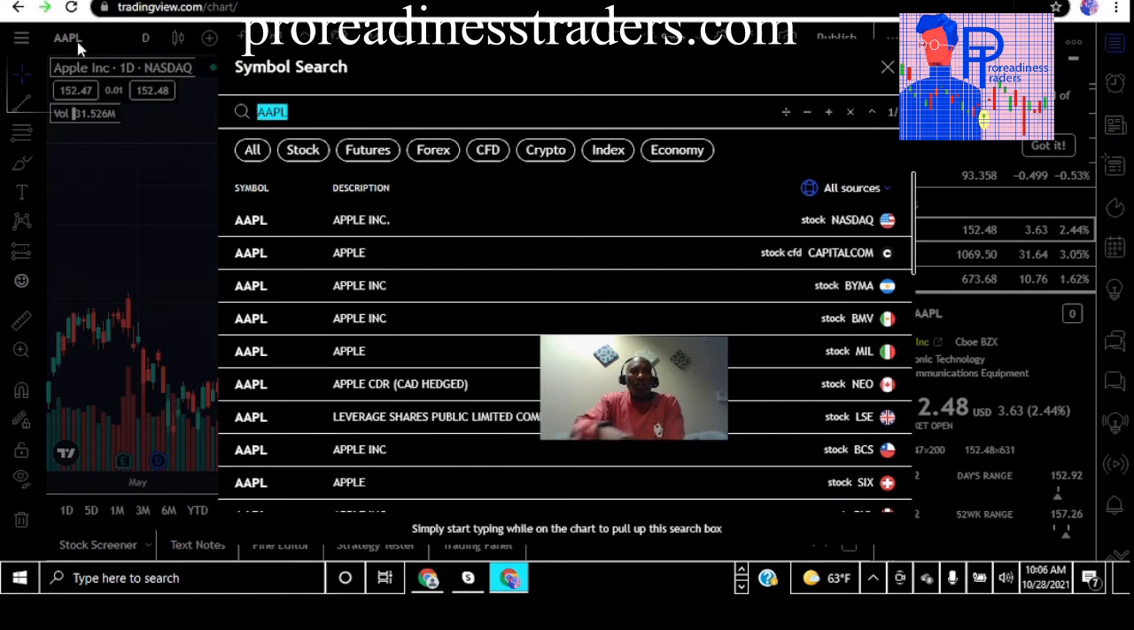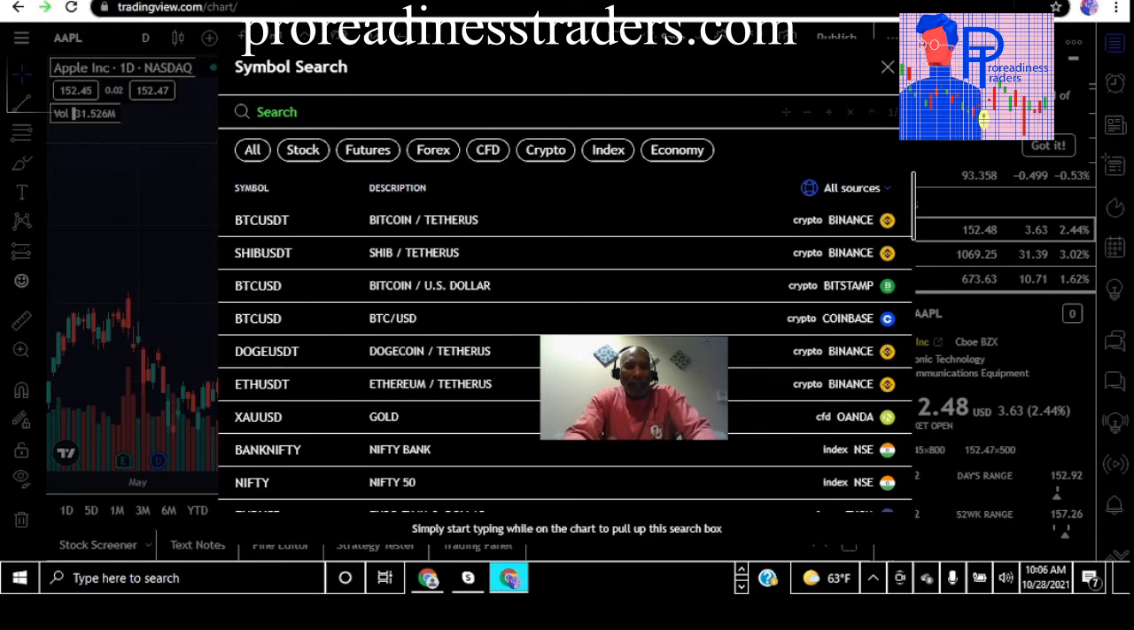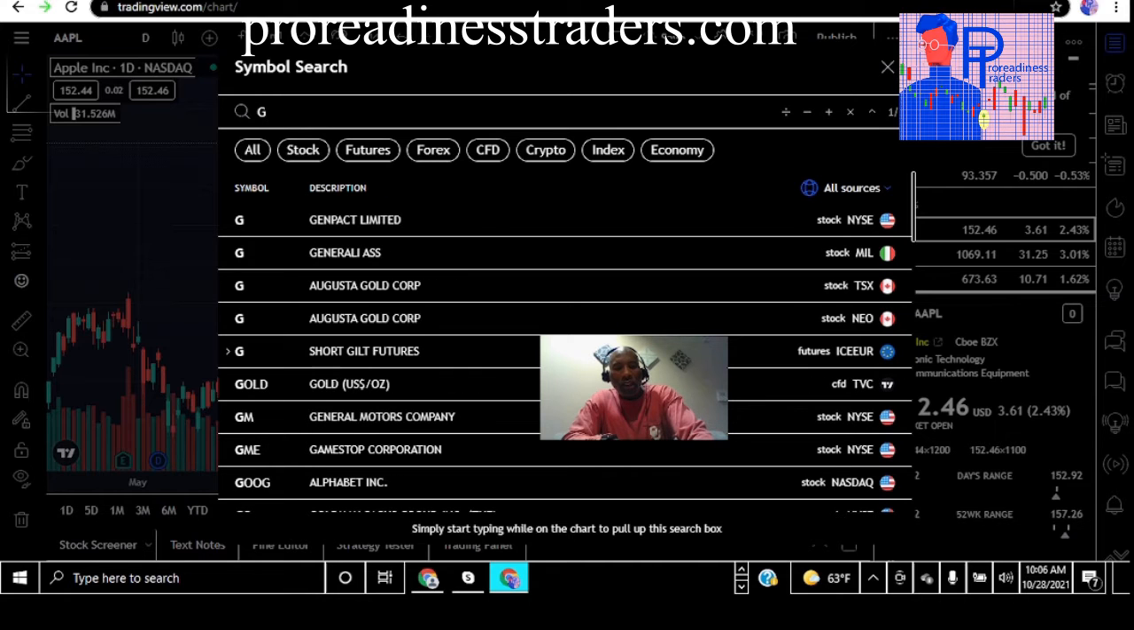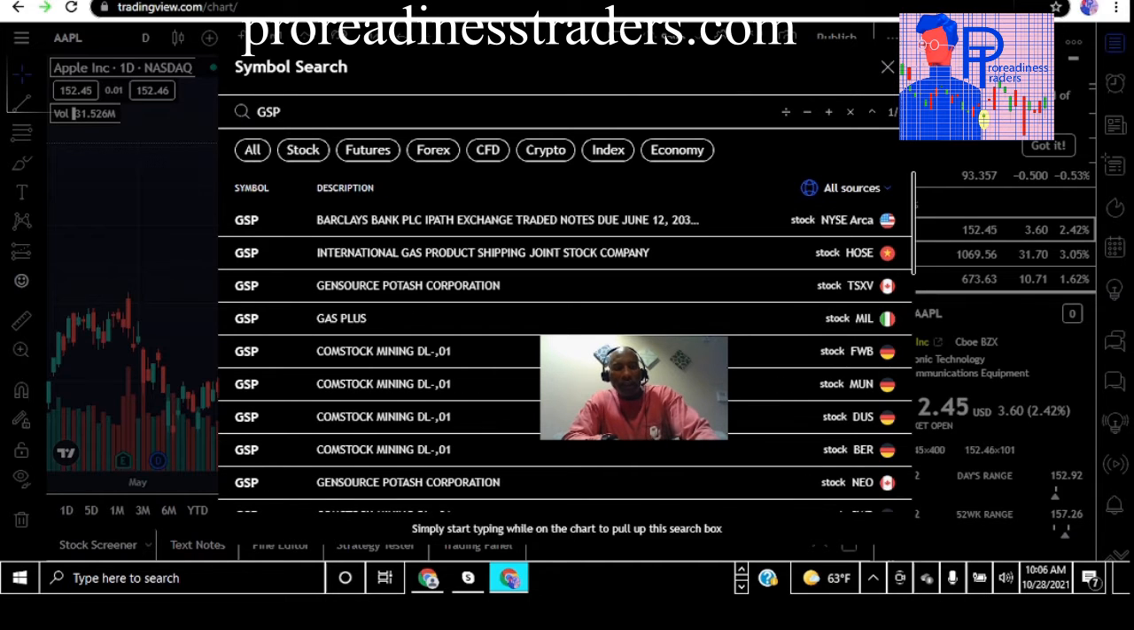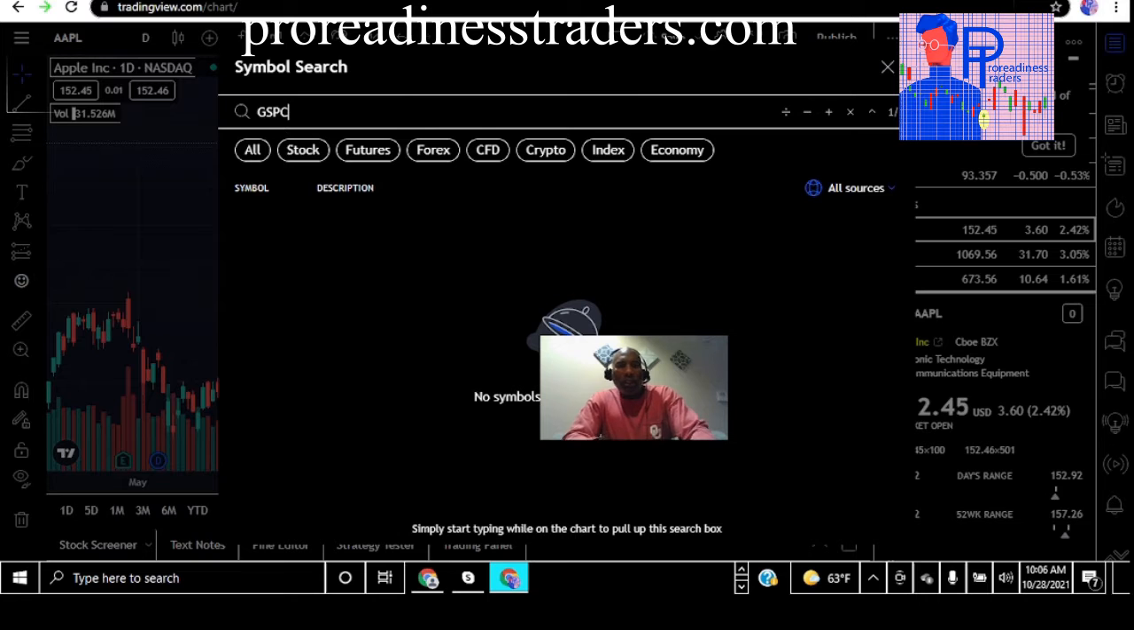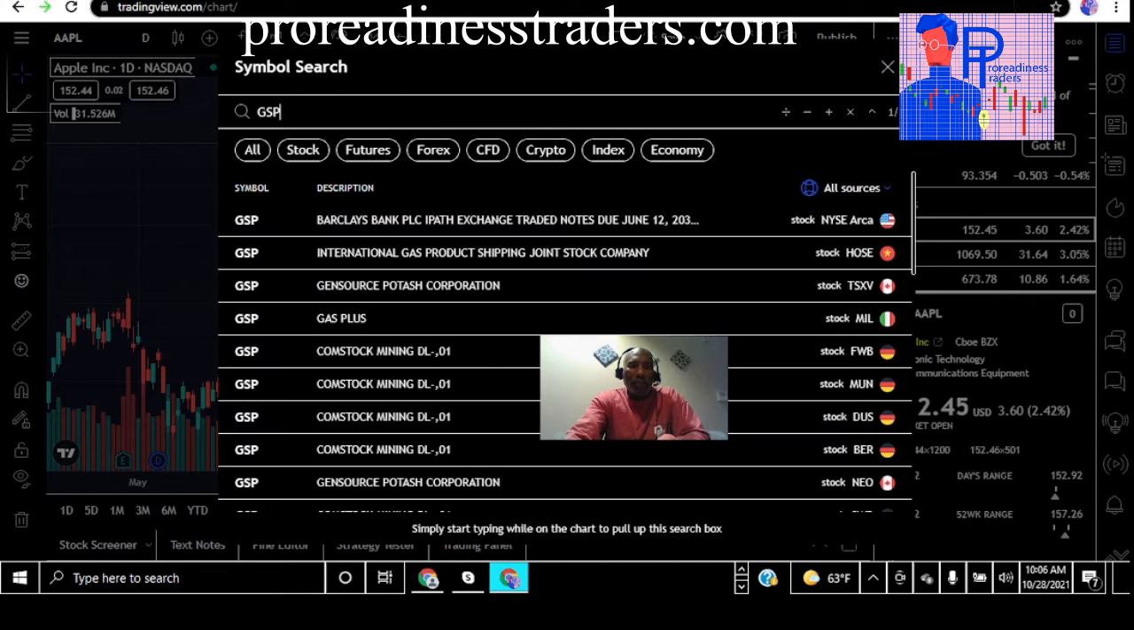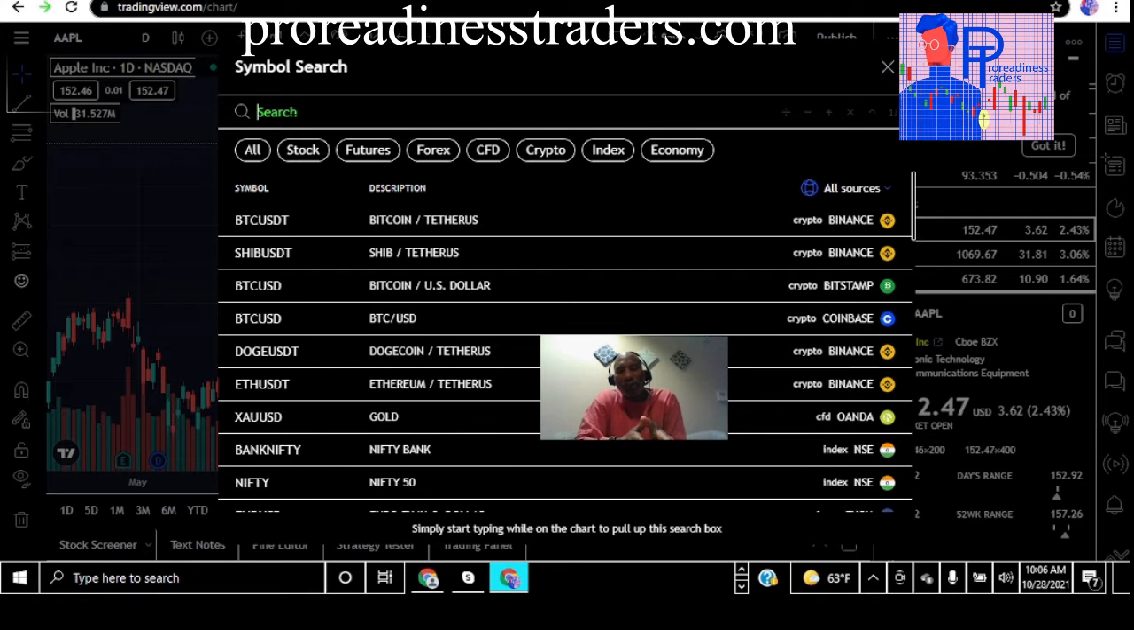So what we can do is click here, and you don't even have to capitalize, even though it shows all caps. I believe she said GSPC, which she may be wrong about, because I don't believe that one's it. But anyway, sometimes different companies will have different symbols.